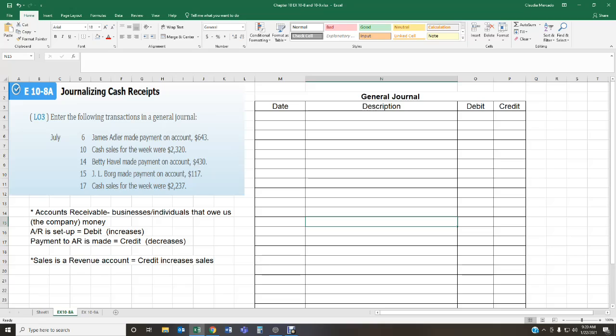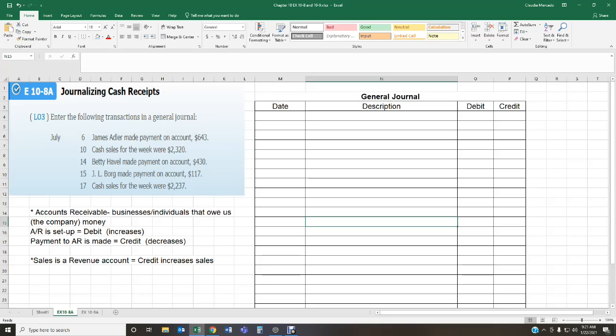So this is the first exercise that we're going to be tackling today. It deals with journalizing cash receipts. So we are receiving money from our customers. It says, enter the following transactions in a general journal. I've already set up the general journal here for us. And then we have a series of transactions that we have to analyze.